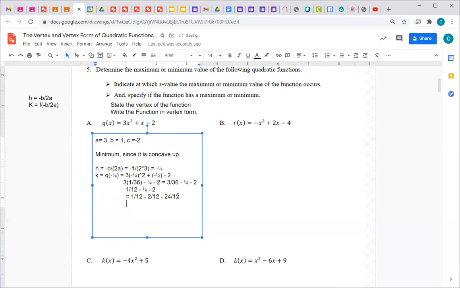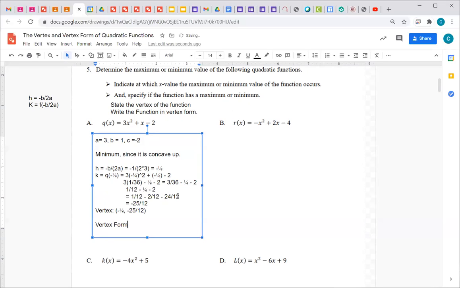Okay, let's see what that is. 1 minus 2 minus 24, that's -25. So our K value is -25 over 12. So we know the vertex is at (-1/6, -25/12). Okay, that's our vertex. We can now type it into vertex form.